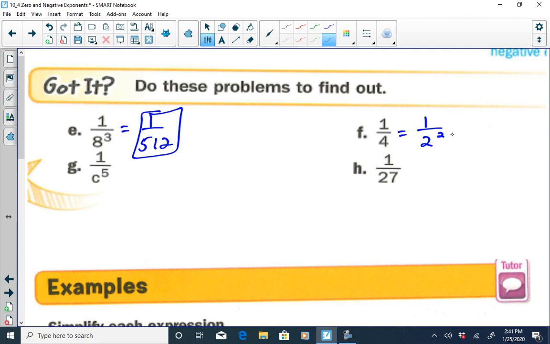Right? And I guess we'd leave it like that. 1 over c to the 5th. I'm not sure, I guess they want us to write this with negative exponents. So that's the same as c to the negative 5th.